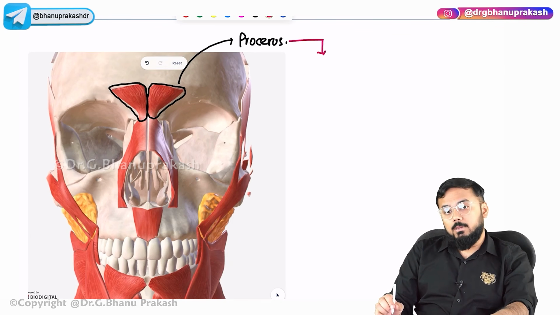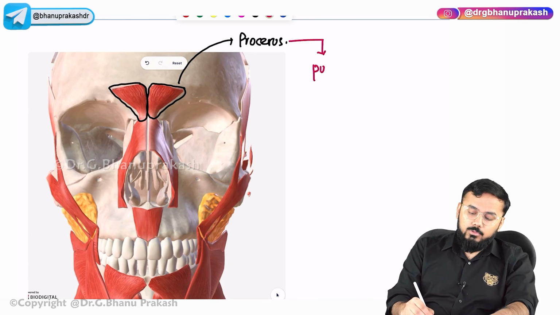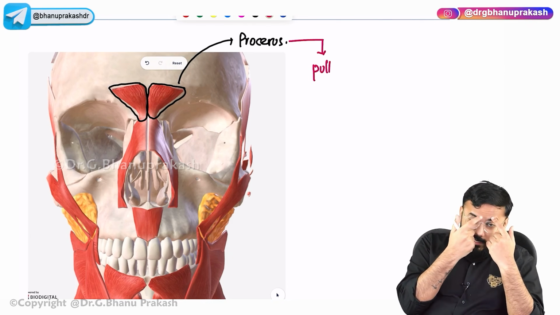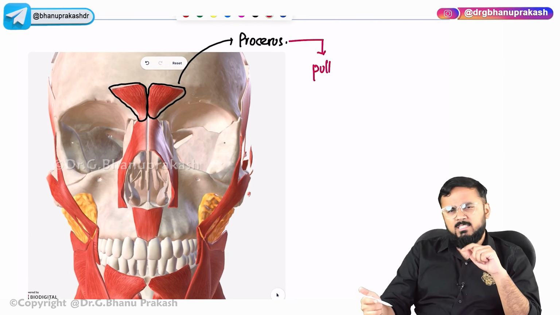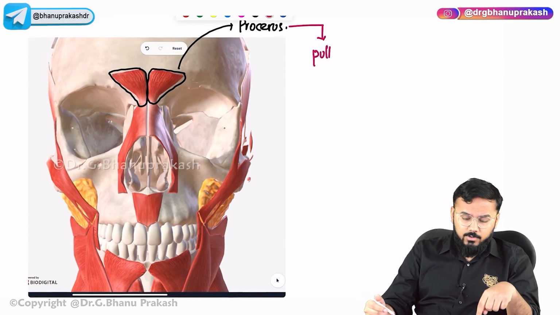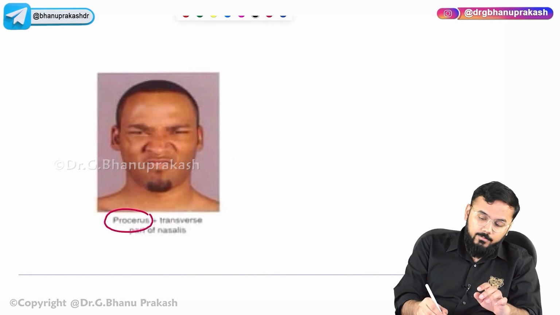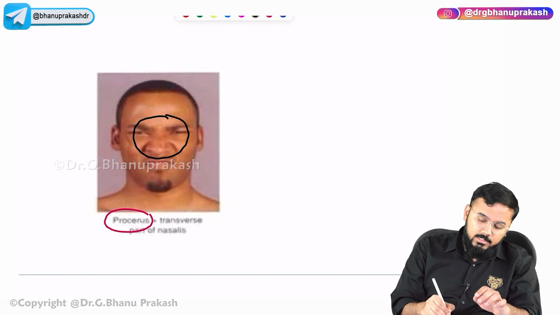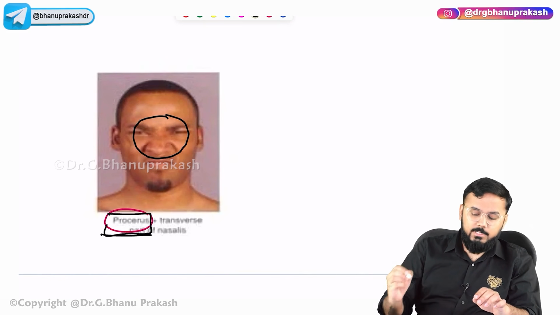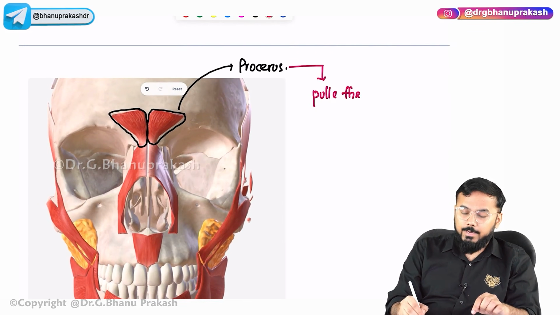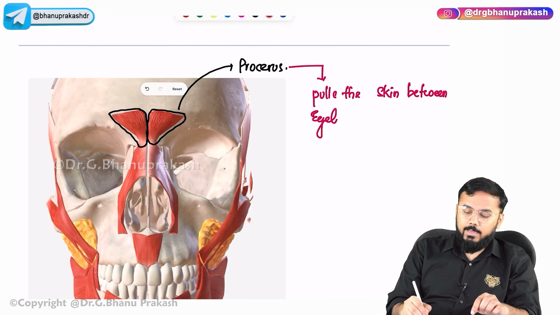It will pull the skin between the eyelids. Okay, so for example, if this is the eyelid, whatever skin is there, it will pull it together. It means again the serious face whatever you keep. So let us look at this particular action over here. You see this action is done by which muscle? Your procerus muscle. What is it doing? It pulls the skin between the eyelids.